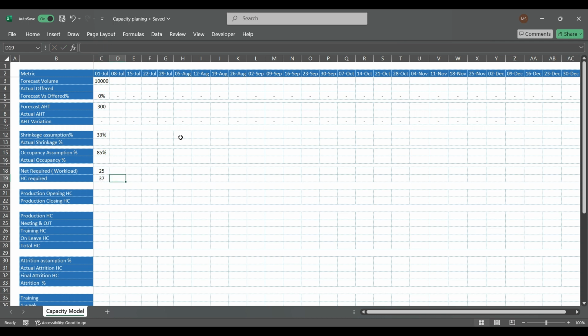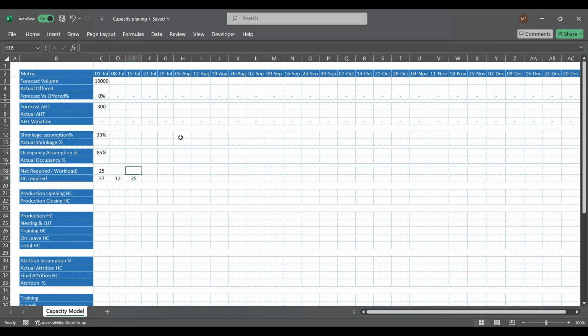Now you can see it shows 37. I need to validate this number. If I exclude the 33% shrinkage after applying it, it shows 12. If I subtract 37 minus 12, it shows 25. So my formula is correct.